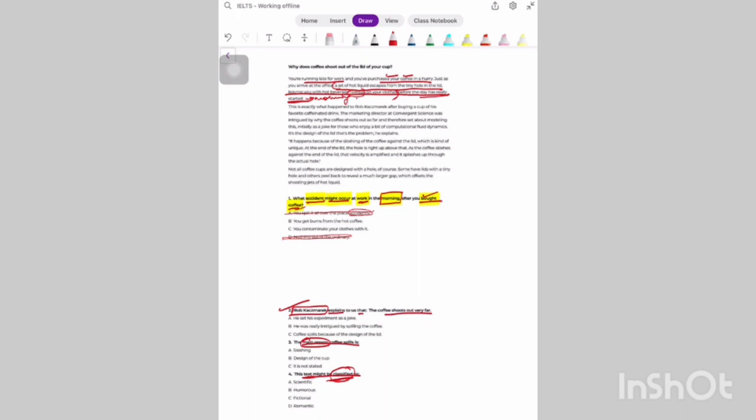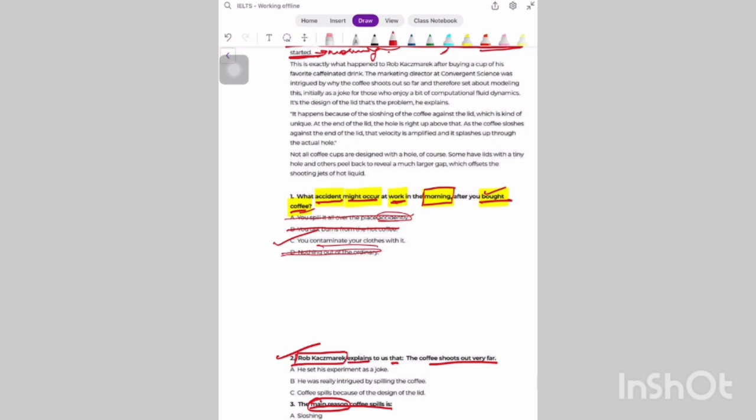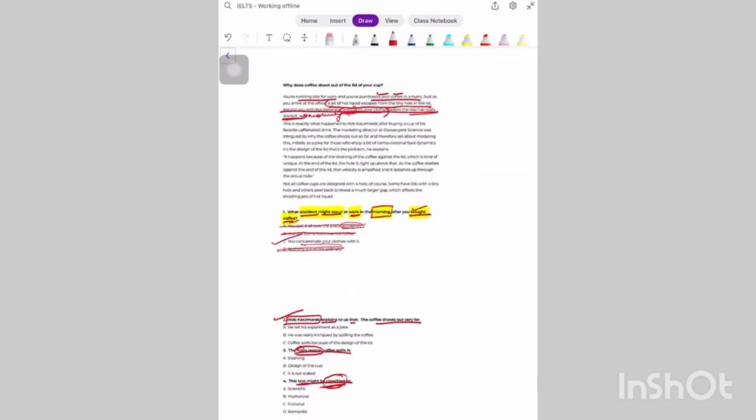You get burns from the hot coffee. If you have forgotten to read the answer correctly, some might logically think this is a correct answer, but it's wrong because it is not provided in the paragraph. My answer is option number C, you contaminate your clothes with it. And why contaminate? Because contaminate your clothes is paraphrased as residue on your clothes, beverage residue on your clothes. So option number C is the correct option.